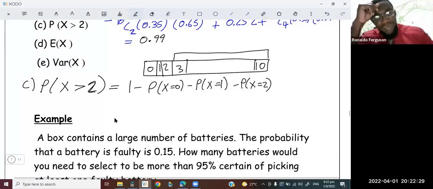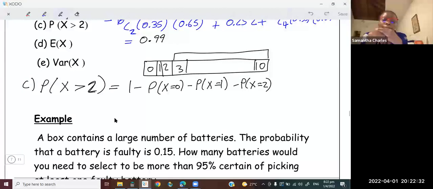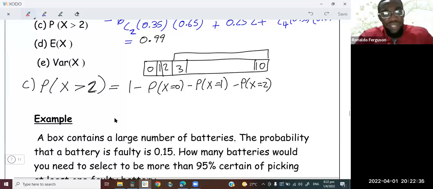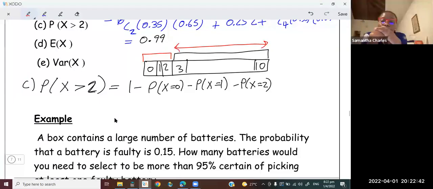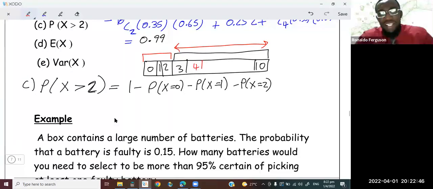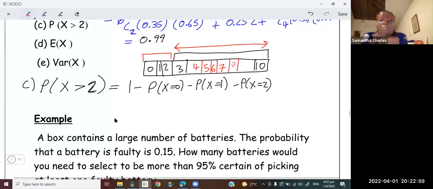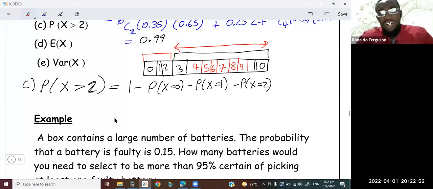Wouldn't that make sense? Because if we subtract out those 3 here, wouldn't that leave us back with the rest? So that's why we can do that. It makes sense? Yes, sir. Nice. So that's all we need to do now, because we're not going to sit down and write out so much work.